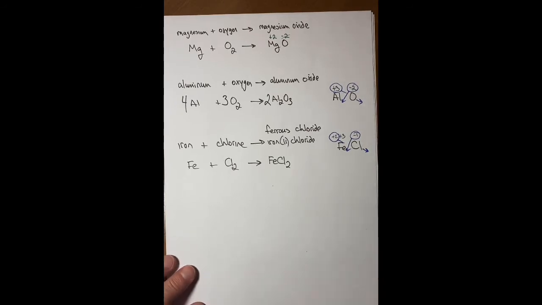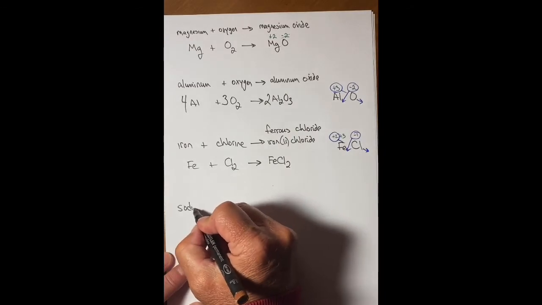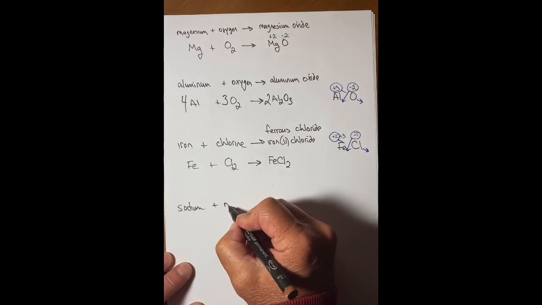I'll give you one more example of this type, where a metal and a non-metal make a binary compound. Let's go with sodium reacting with nitrogen.